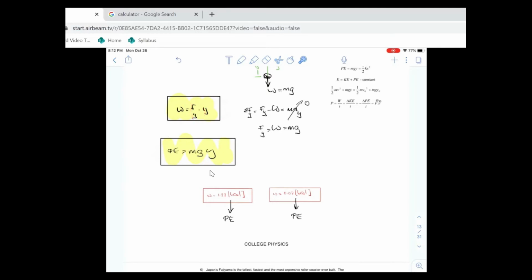Applied force, when you apply the force at a constant speed, the force is going to match the weight. So the applied force becomes the weight, which means that the amount of work that you do is the same as the amount of energy that you transfer to the objects that you're lifting.